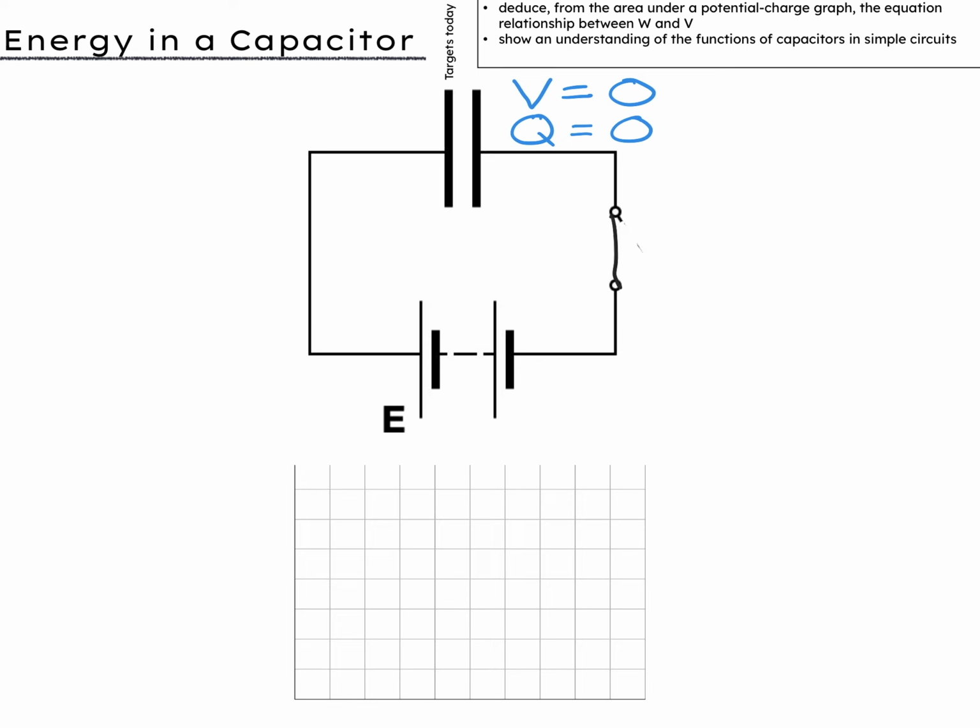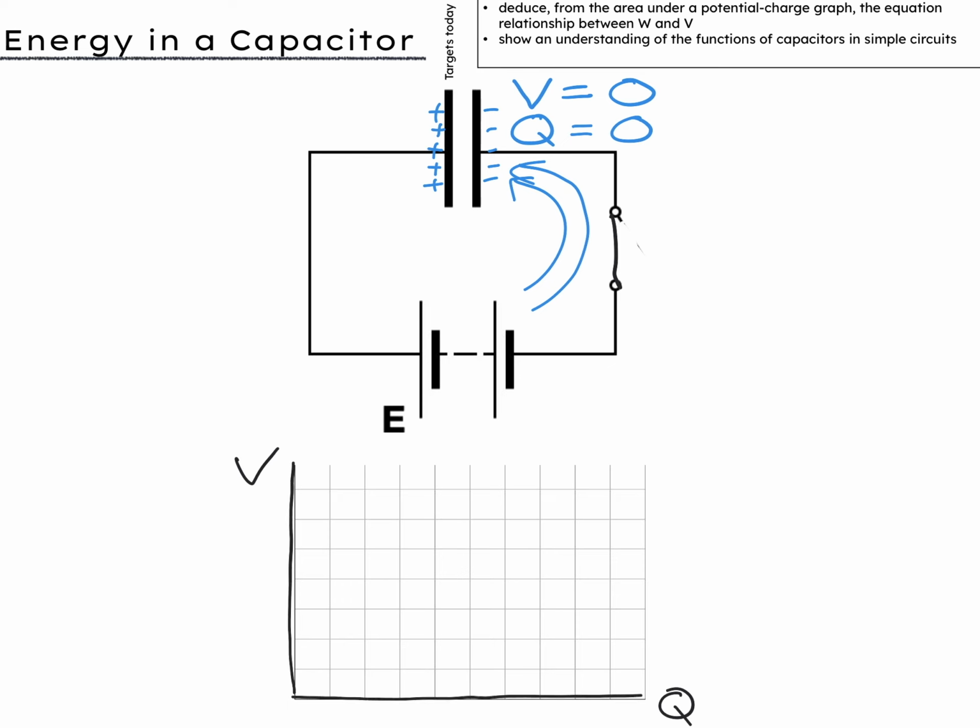On a graph, voltage on Y, charge on X. We start at the origin and both voltage and charge increase. I've drawn a straight line there. How do I know it's a straight line? Have a think about it. Well, the capacitance is defined as C equals Q over V. So that means V equals 1 over C times Q. Since capacitance is constant, that means V is proportional to Q.